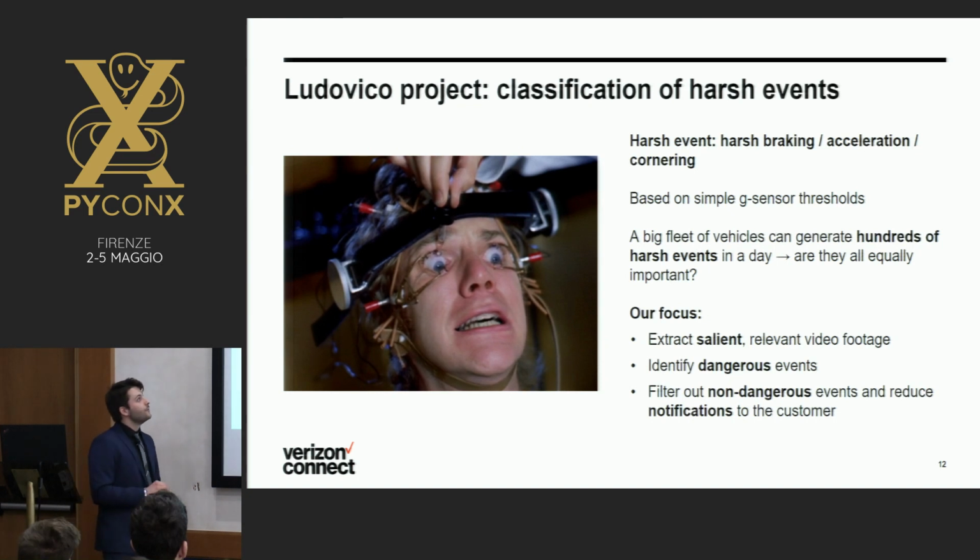Now, I'd like to move to one specific project, the so-called Ludovico project, that we actually developed in order to deal with the problem of event severity classification. As I said before, our VTU are able to detect some of these events based on the accelerometer. We've got harsh braking when the vehicle brakes too much, quick acceleration when the acceleration goes towards the direction of movement, and cornering when the acceleration is longitudinal to the direction of movement.